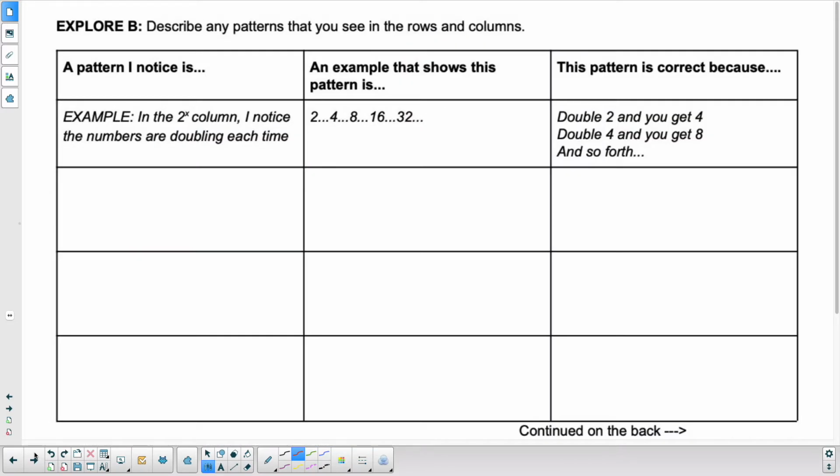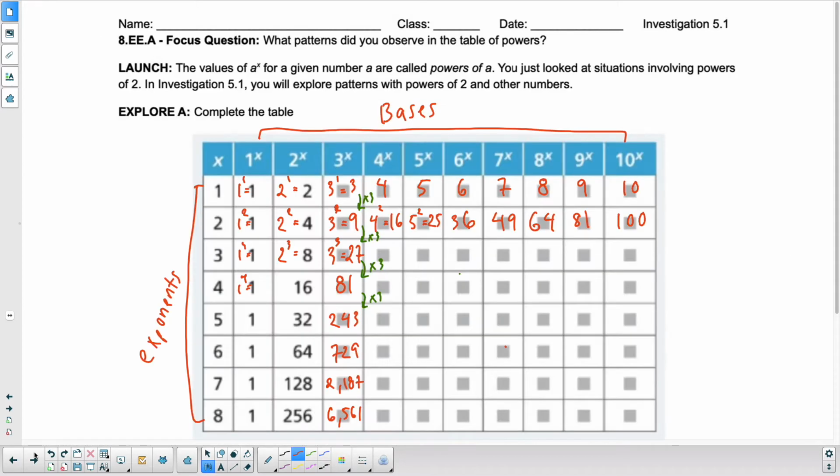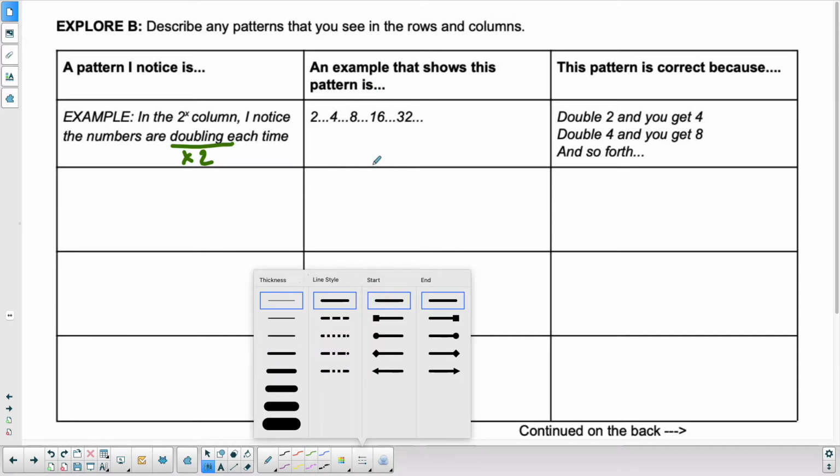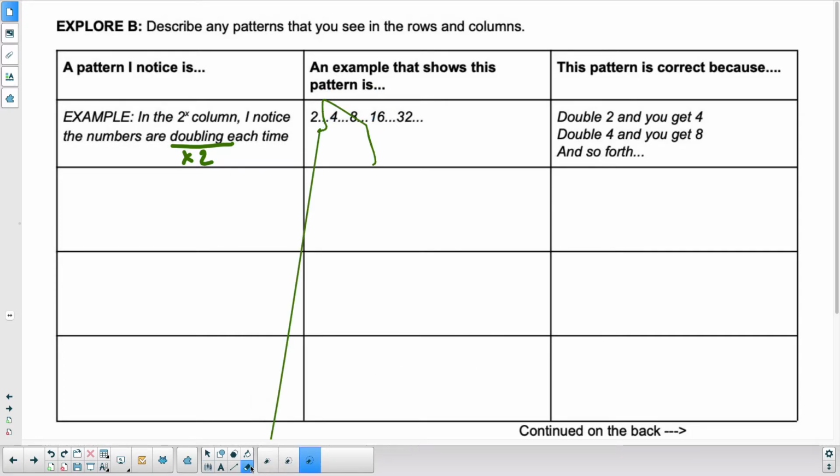So over here in this table, you're explaining the patterns, and I already shared out some of them for the 1, the 2, and the 3. So in example 2 to the x column, I notice that the numbers are doubling each time, right? So doubling means times 2. So we have 2, 4, then 8, then 16. So everything here, what is happening?